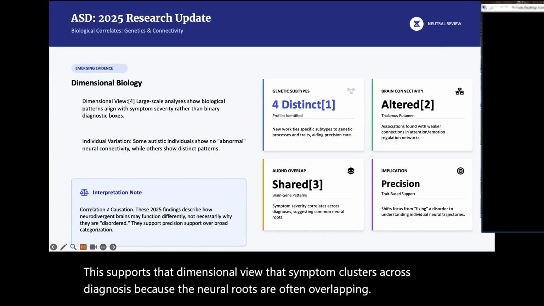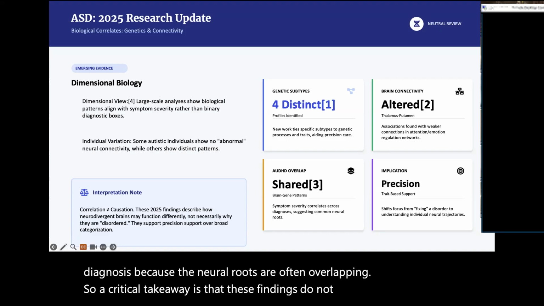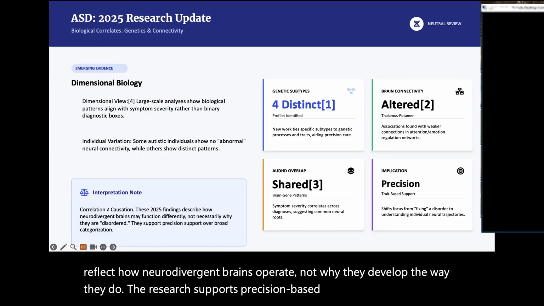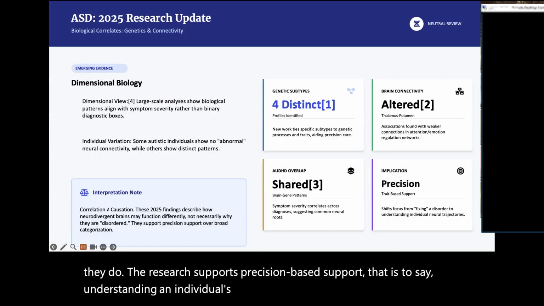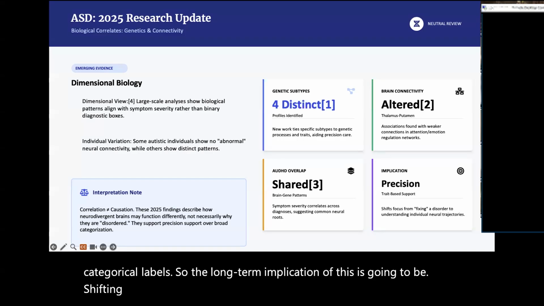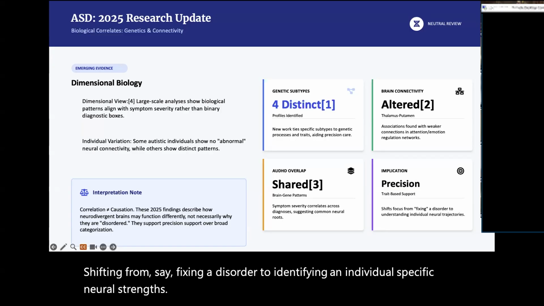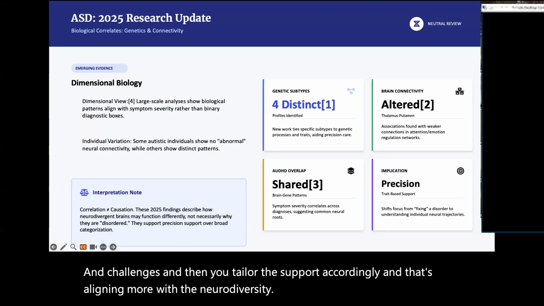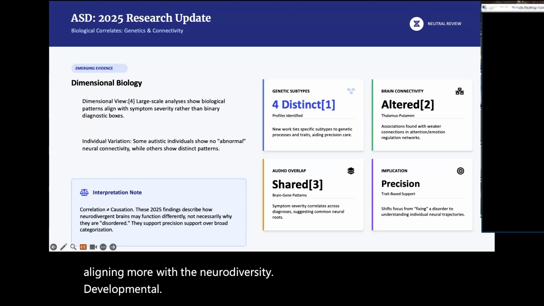A critical takeaway is that these findings do not imply causation. They reflect how neurodivergent brains operate, not why they develop the way they do. The research supports precision-based support, that is to say, understanding an individual's unique neuronal profile rather than forcing categorical labels. The long-term implication is shifting from fixing a disorder to identifying an individual's specific neural strengths and challenges, and then tailoring the support accordingly. And that's aligning more with the neurodiversity developmental pathway.